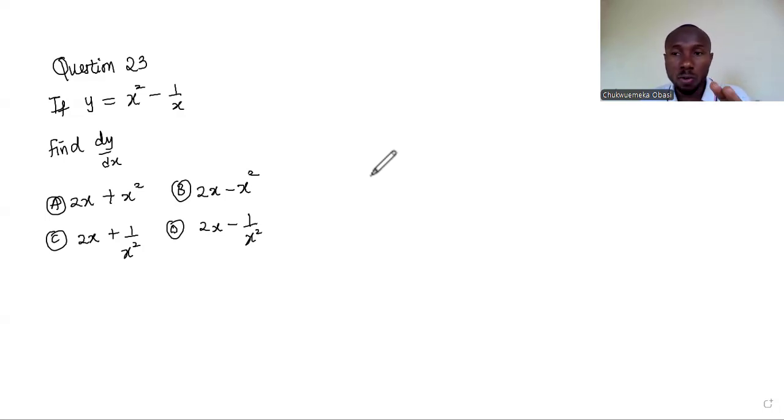So now we've got another question to solve. Very simple question. And we are given that y is equal to x squared minus 1 over x. But I don't need to write this as 1 over x. I decide to write it as x to the minus 1 as index, because I told you when you're differentiating polynomials like this, you manipulate the powers.